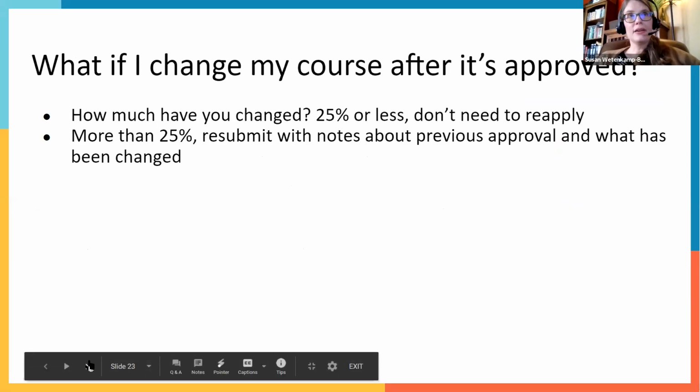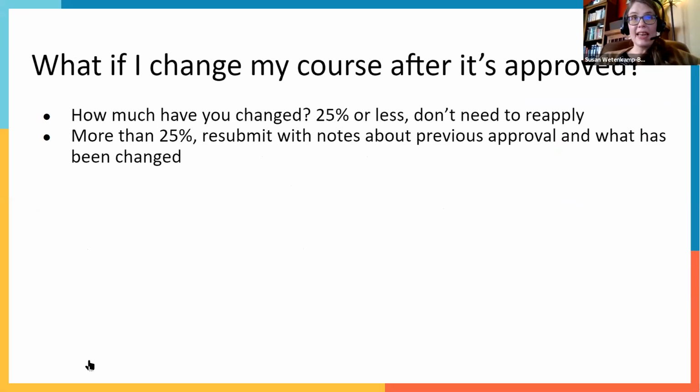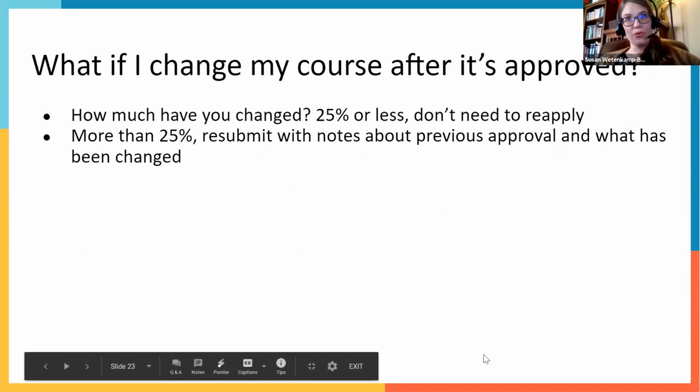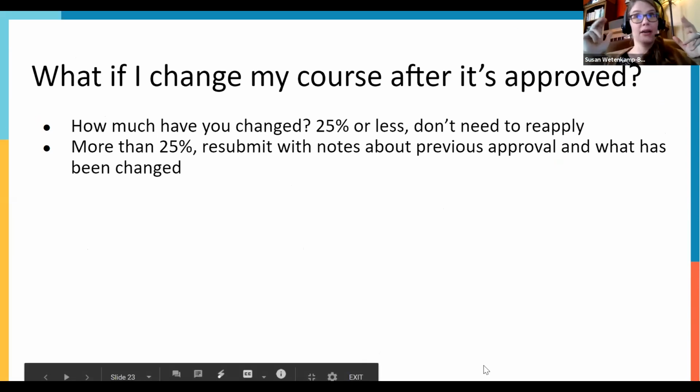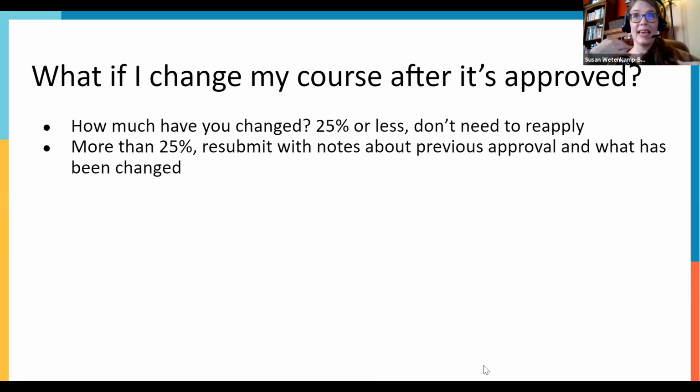All right, Cathy, go ahead. So then one last question we often get is, okay, what if I change my course after it's approved? Because we know that courses are never done, right? We're constantly tweaking and fixing and adding and changing things out. So a general rule of thumb would be if you've changed 25% or less of the course, you don't need to reapply. If it's more than that, then you should resubmit for approval a second time, but note that this course has already been approved, but I'm resubmitting because I made significant changes, and here's what the changes are.